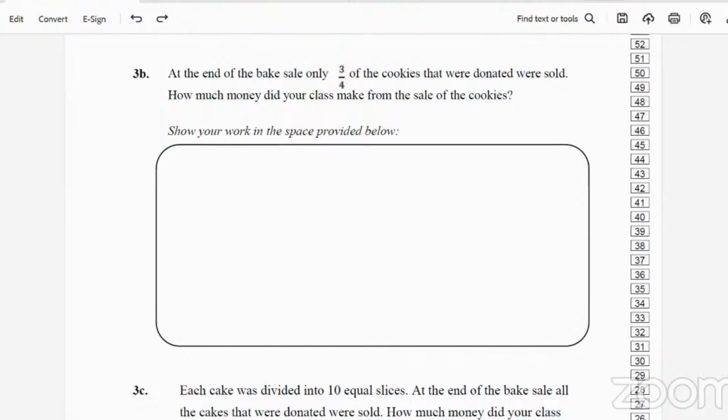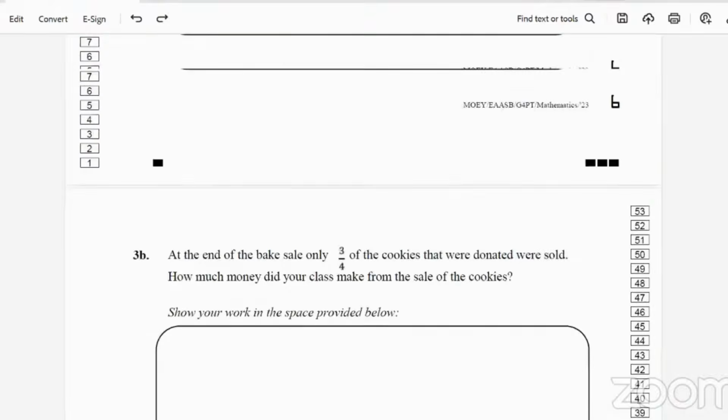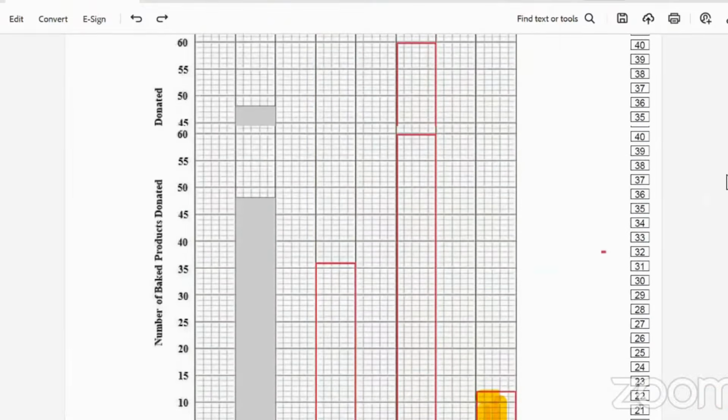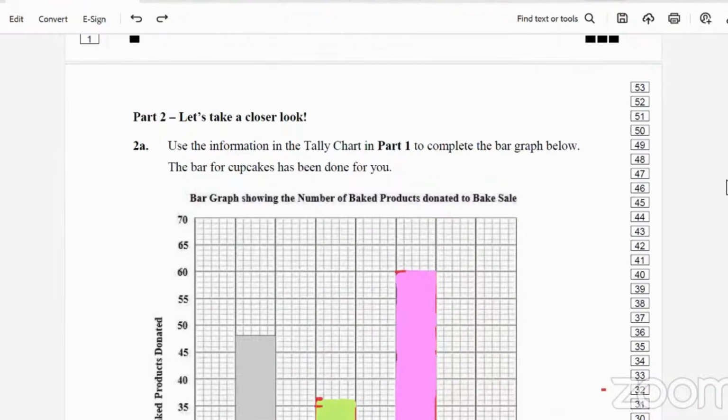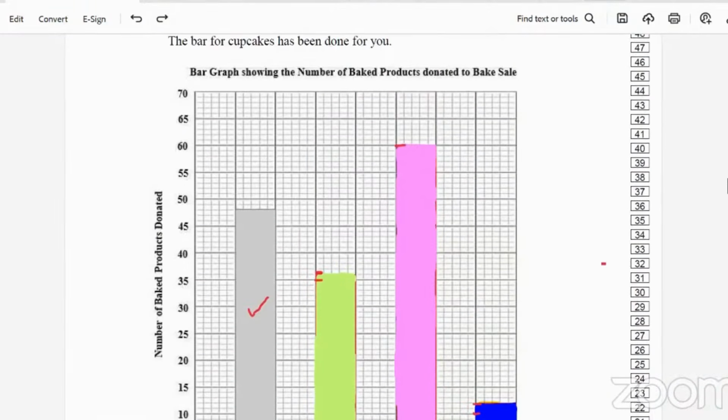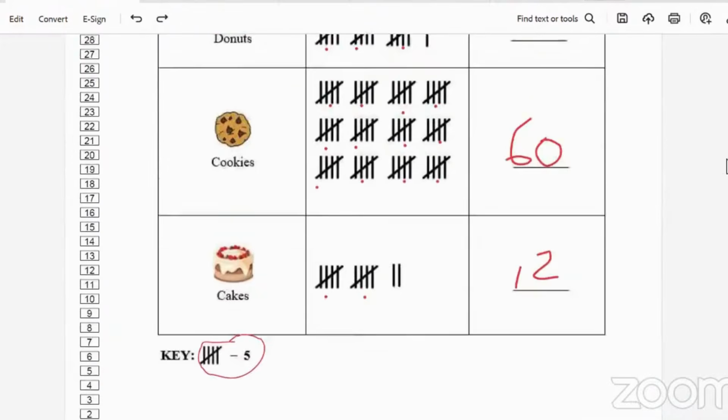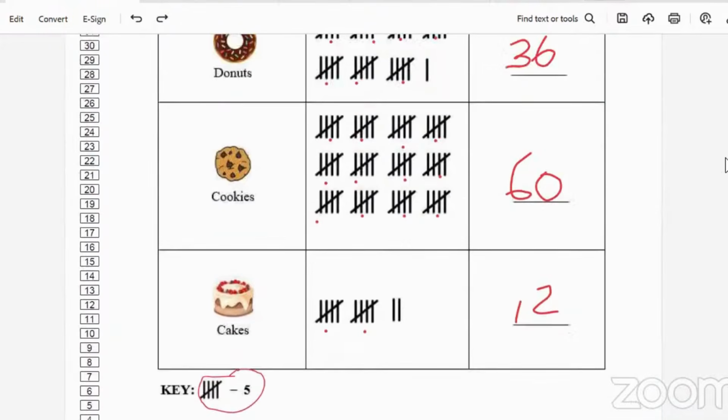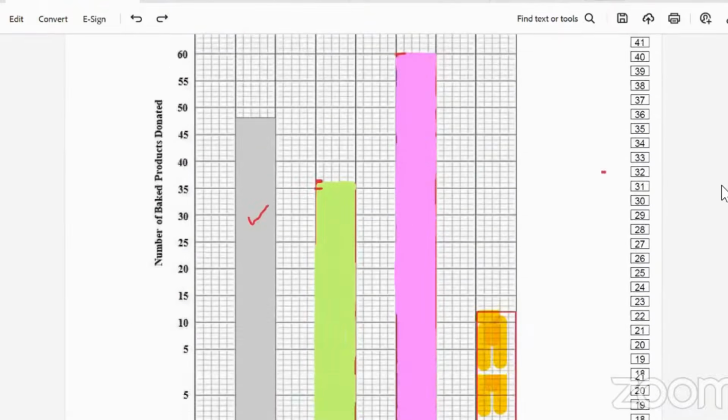So let's see how many cookies were donated, because we're going to need that information to find 3/4 of it, and we also need to know the cost for each cookie to use in our calculation. Using the bar graph for cookies, it was 60. We could look at the tally chart as well, that might be easier to read. 60 cookies were donated.